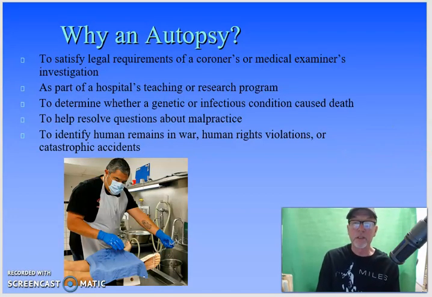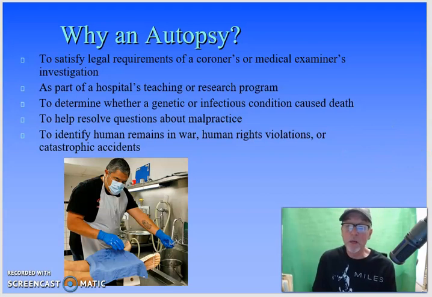Why an autopsy? Well, it satisfies legal requirements of a coroner's or a medical examiner's investigation. It's part of a hospital's teaching or research program to determine whether a genetic or infectious condition caused the death. It helps resolve questions about malpractice. And lastly, it identifies human remains in war, human rights violations, or catastrophic accidents.